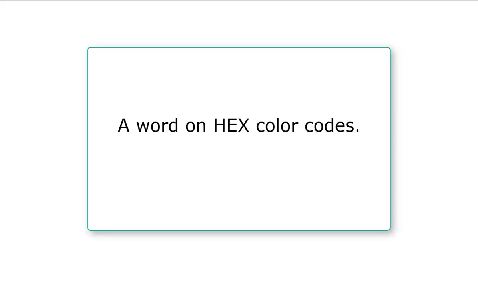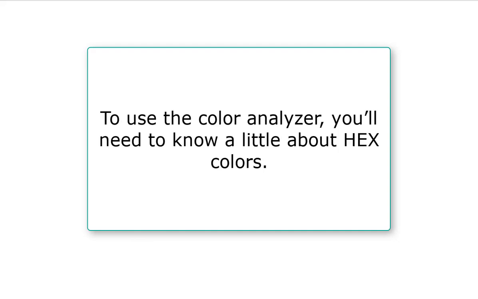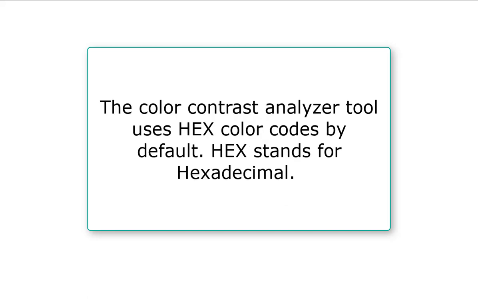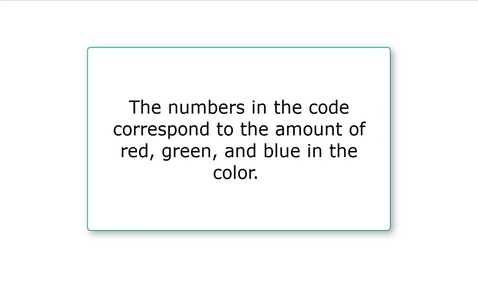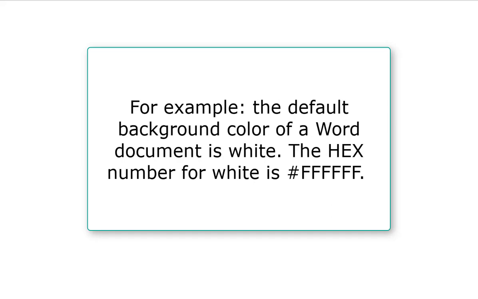A word on hex codes. To use the color analyzer, you need to know a little about hex colors. The color contrast analyzer tool uses hex color codes by default. Hex stands for hexadecimal. A hex color code is made up of a 6-digit combination of letters and numbers, usually preceded by the pound sign. The numbers in the code correspond to the amount of red, green, and blue in the color. For example, the default background color of a Word document is white.